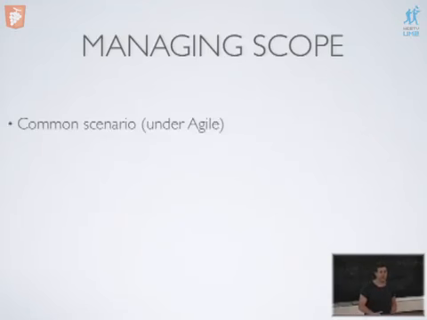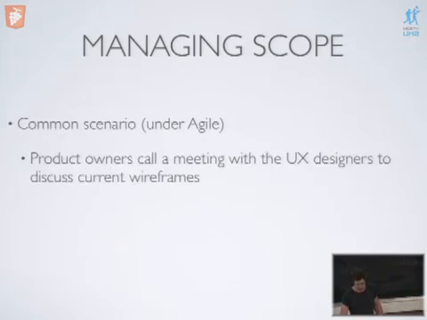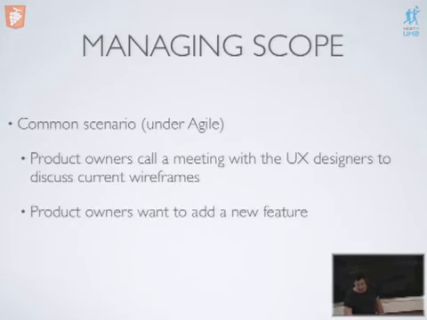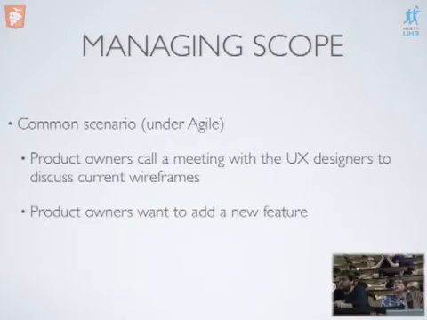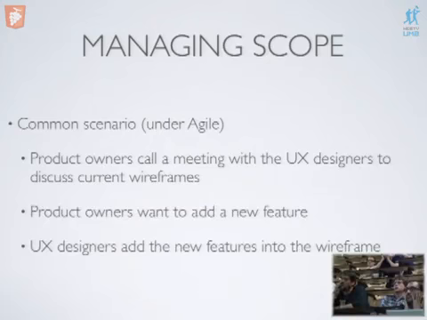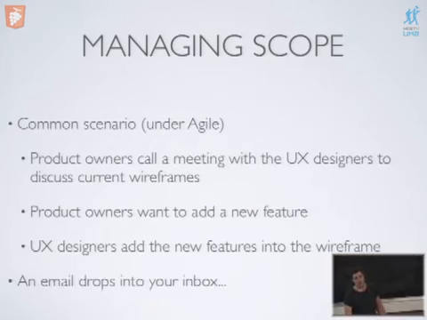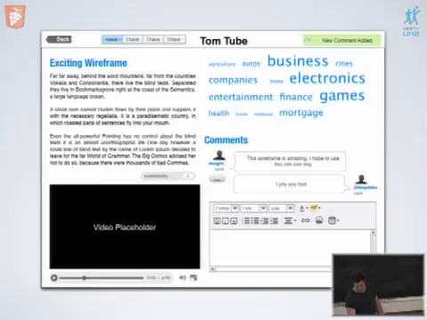So, a common scenario under Agile: the product owners call a meeting with the user interface designers and they're discussing the current wireframes. So something's changed, something's happened, they're changing it around. The product owners want to add a new feature. So they're discussing with the user interface people, they're discussing with the business analysts. The UX designers add the new features to the wireframe, and then an email drops to your inbox, okay? So we have this. Does anyone spot the difference?